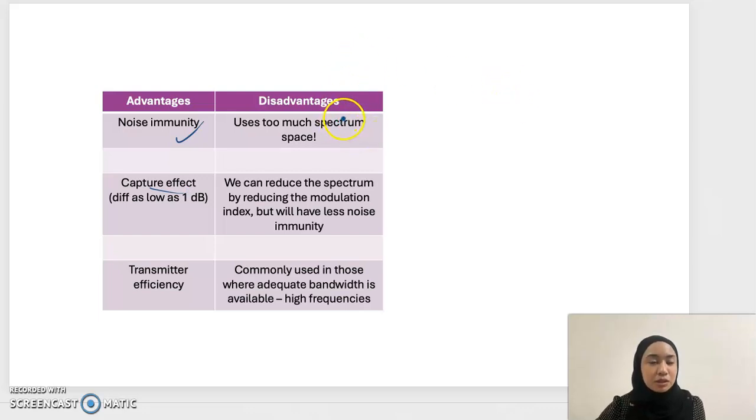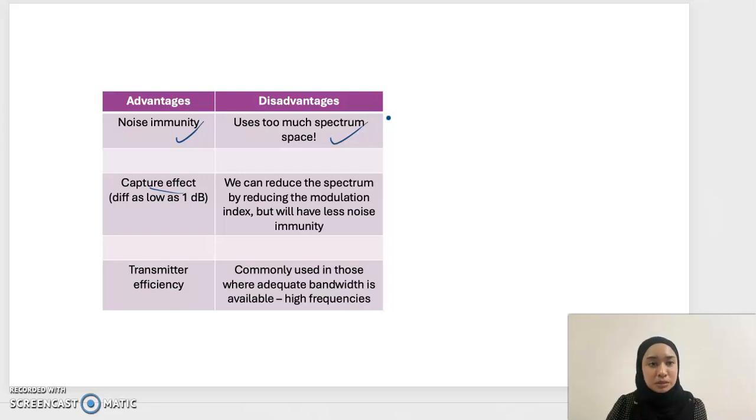However, the disadvantage of FM signal is that it uses too much spectrum space. We have seen the Bessel function table, and so many sidebands, and maybe some of you are traumatized by it, but don't be. It's just a table. But FM signal uses a lot of spectrum space compared to AM, and that is the disadvantage. So we have to allocate more bandwidth.